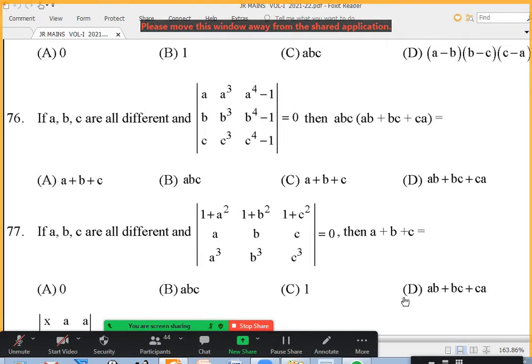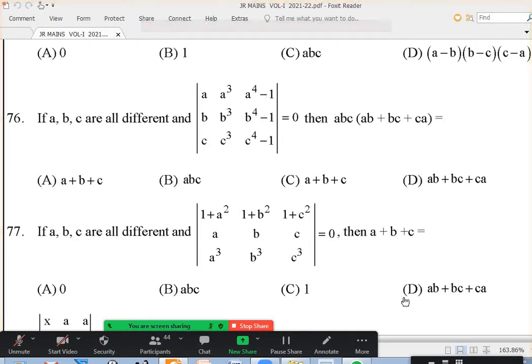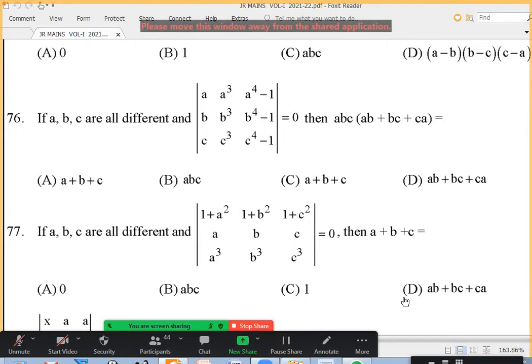In fact, I was planning to stop the class. I thought 76, I don't want to extend too much, but 76 is left, so let us finish it. a cube, a power 4 minus 1. b cube, b power 4 minus 1. c cube, c power 4 minus 1.